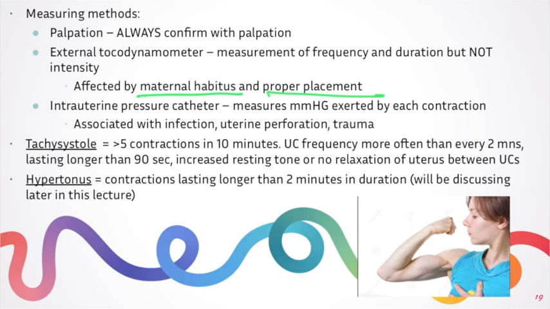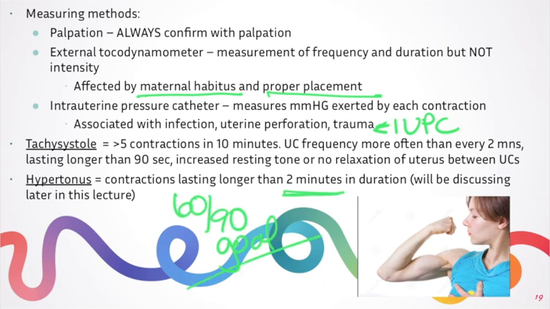Internal pressure catheter. Remember I told you that's called an IUPC. Anything internal is associated with risk, so we're only going to use them if we have to. I told you what tachysystole is. Hypertonus means that your contractions are lasting longer than 2 minutes. Ideally, your contractions last about 60 to 90 seconds. This is our goal. So when we've got contractions that are lasting longer than 2 minutes, that baby's getting squeezed for a very long time, and there's a chance of having fetal compromise happen. Okay?